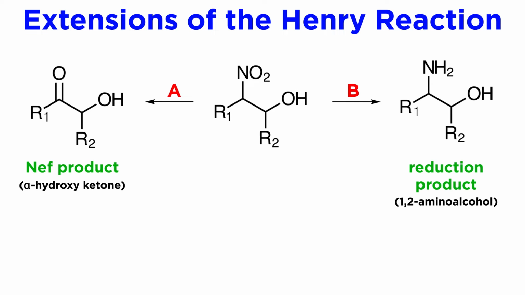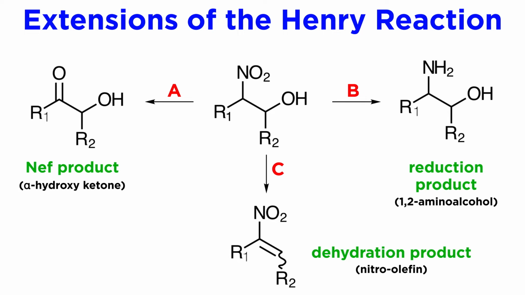In addition to this, the nitro group is easily reduced to the amine, and therefore this is a route to 1,2-amino alcohols, as is shown in path B. The Henry product can also be easily dehydrated to a nitroolefin, as in path C, which is a Michael acceptor and can be reacted at this position with a number of nucleophiles. So this reaction, especially due to the utility of the nitro functional group, is a very versatile tool and is used extensively by organic chemists.